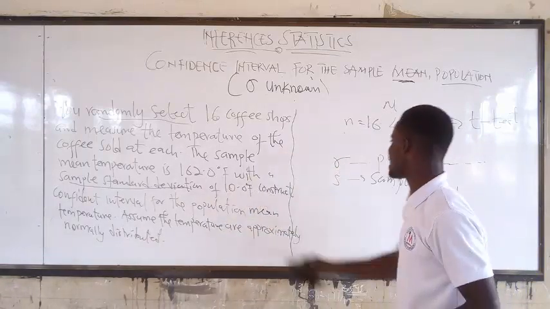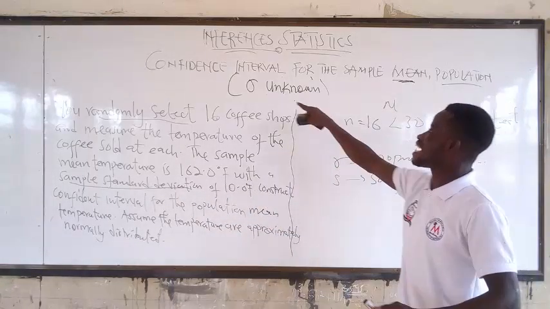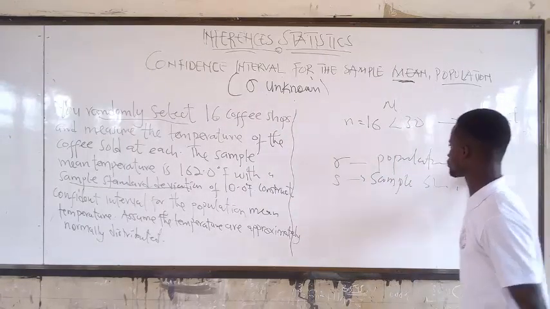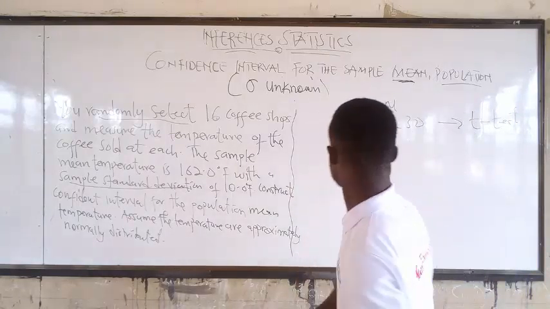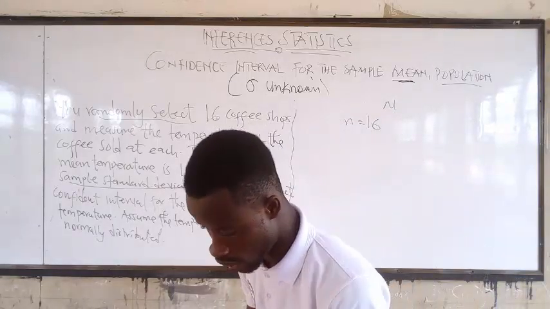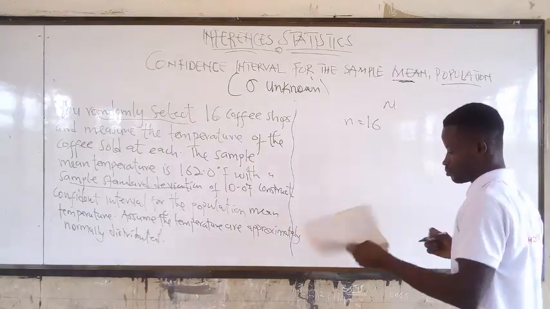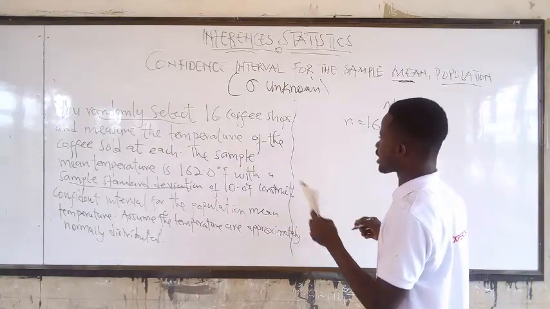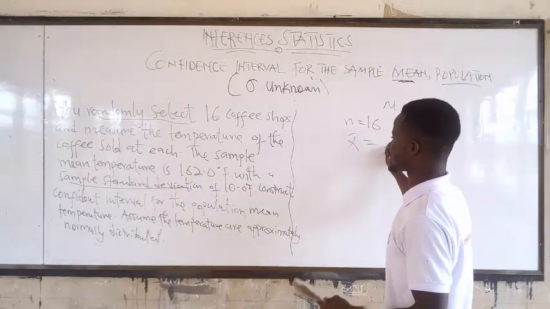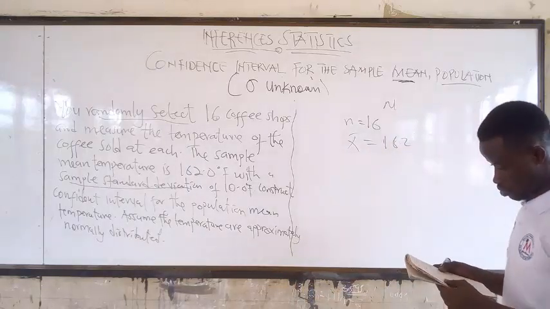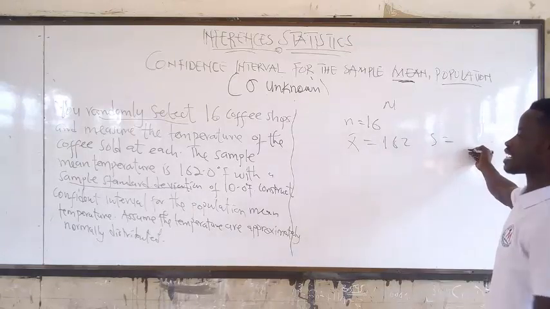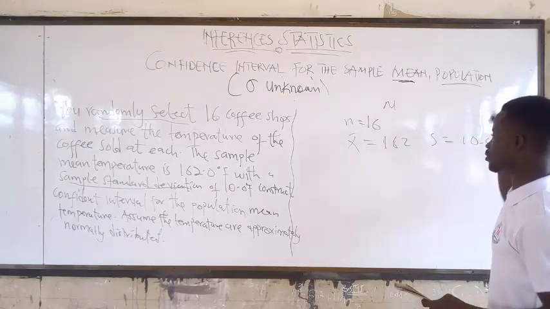So that means that here is sample standard deviation, and when this is known, that is the population standard deviation. Don't forget, jot it down. So let's move on to what we have there. Good. So now, something is given. The sample mean temperature is 162.0, and the S is the sample standard deviation. That is 10.0.